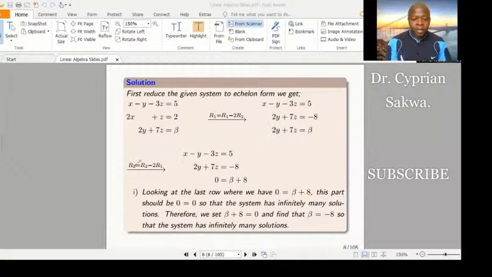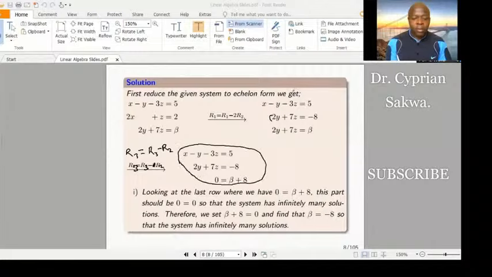And that is achieved by taking the new row three to be the current row three minus row two. So when we do that, subtracting this from this gives us zero. Subtracting this from this gives us another zero. And subtracting this from this gives us beta plus eight. So reducing that system to echelon form, this is what we get.